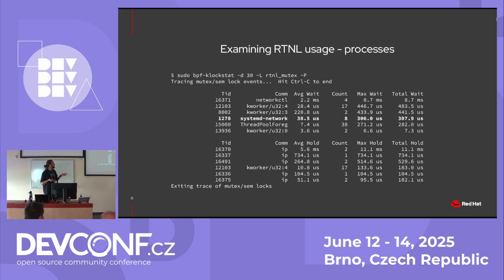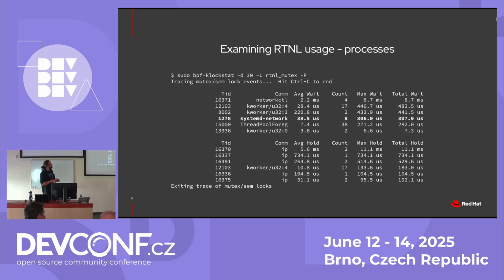And I just ran this on my laptop as an example, and you can see these are the different application names like you would get from ps, and this is how long they're waiting, and how many times they're waiting, so the total time they spent waiting on this lock. So these are the wait times, and these are the hold times. So here you can see which applications are holding it.